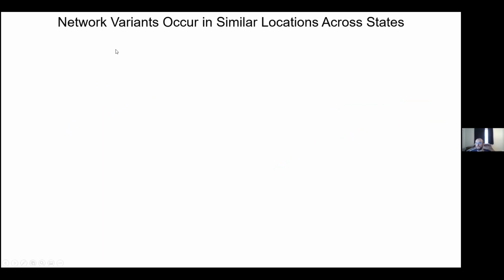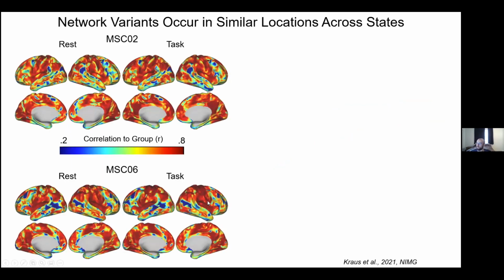Just to give you an idea of what these maps look like in a spatial correlation map, these are maps from MSC02 and MSC06. Here we have maps which we've defined with resting state data and here with task data. These are totally equivalent on the amount of data, so both subjects have the same amount of data in task and rest. And they're also equivalent to each other, so all these subjects have the same amount of data.